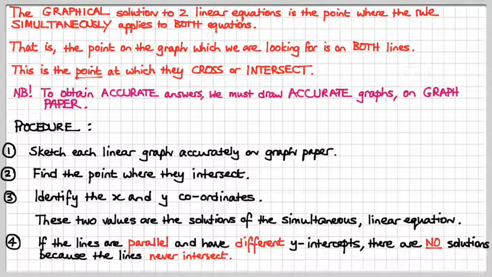Fourthly, if the lines are parallel, that means like train tracks or tram tracks, they're running in exactly the same direction, well then, if they also have different y-intercepts, that means they're offset from each other, then there are no solutions because the lines never ever meet or intersect. That's the exceptional situation. But if the gradients are different, then sooner or later they are going to meet. Different gradients means different steepnesses, right? That means yes, they will meet, and there will be a solution to the simultaneous equations.